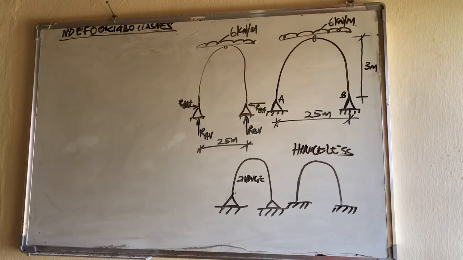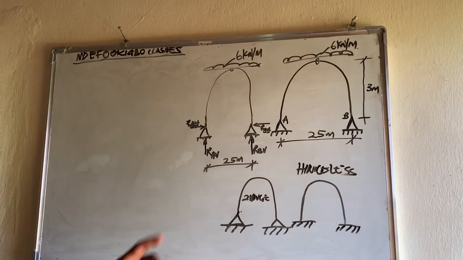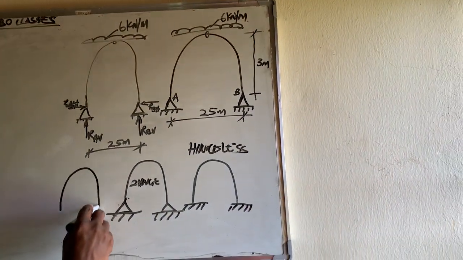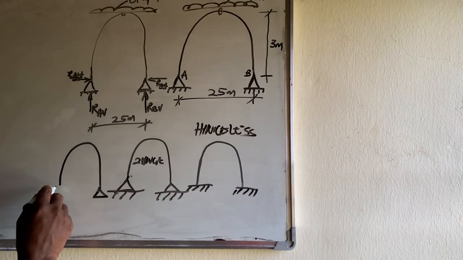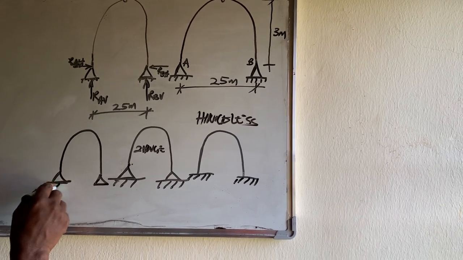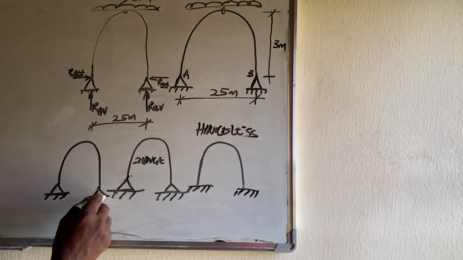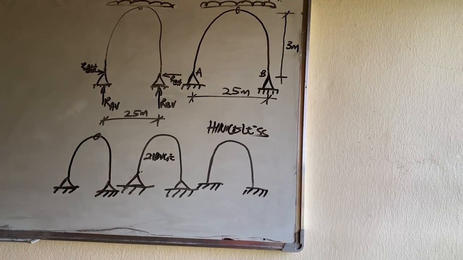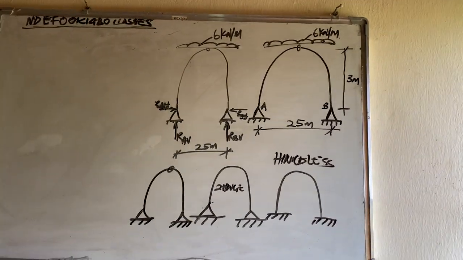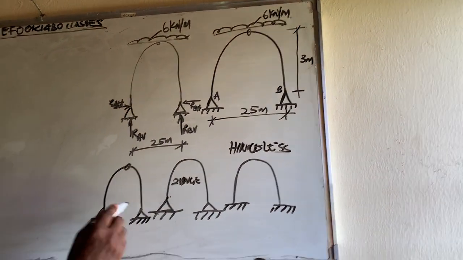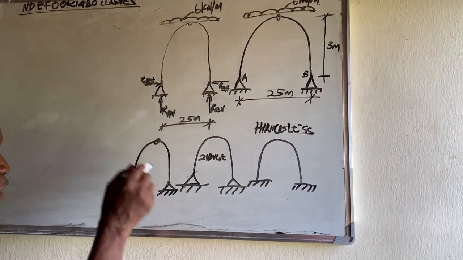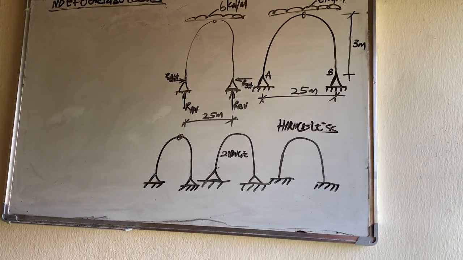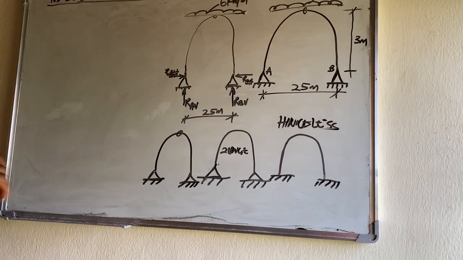Now we are dealing with determinate structures. So we come to what we call three hinge arches. Look at it. One hinge, two hinge, three hinge. It has three hinges. This is a hinge. This is a hinge. These are hinge supports. Three hinge arches are determinate.